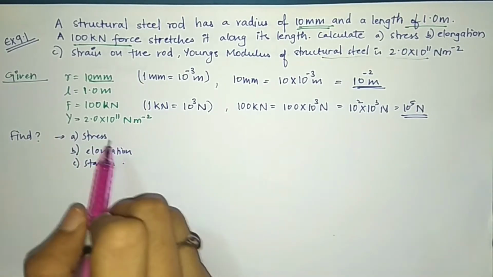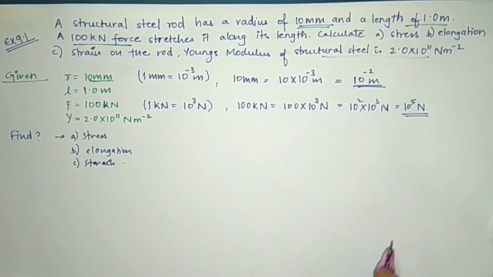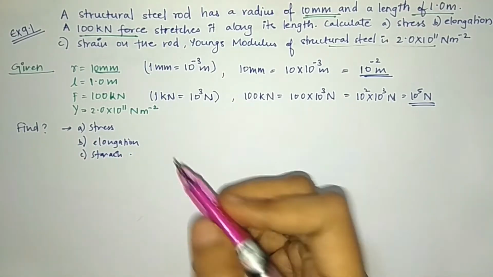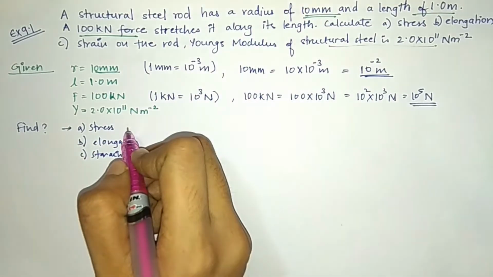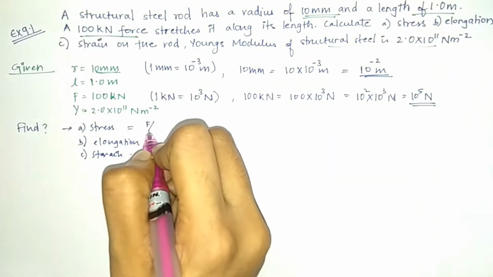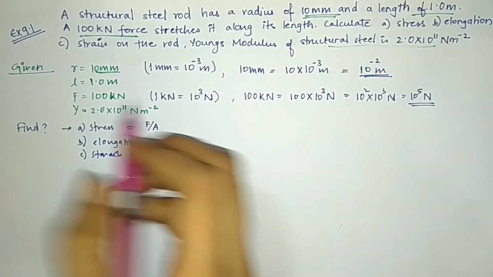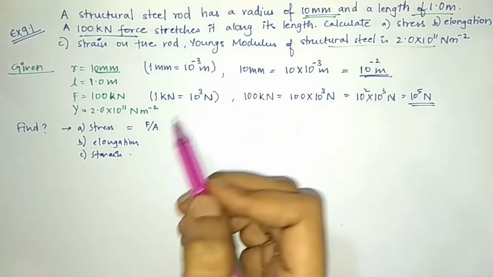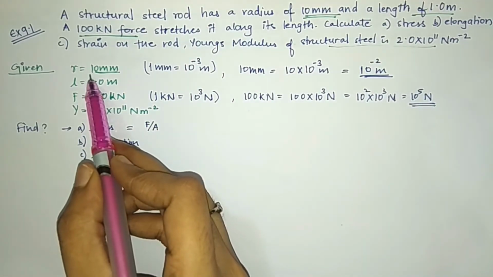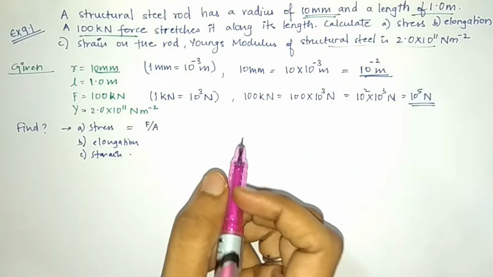Young's modulus is given in Newton per meter square, so no need to worry. Next, it's better to write down the formulas of what you need to calculate. What is stress? Stress, we know, is force by area. Do we know the force? Yes. Do we know the area? No, area is not directly given, so we will have to calculate it. Because the radius is given, we will be able to calculate the area.